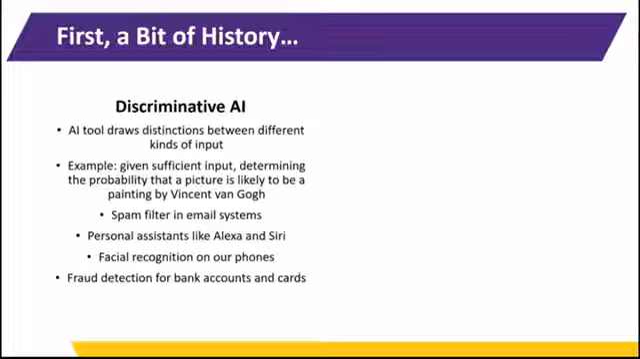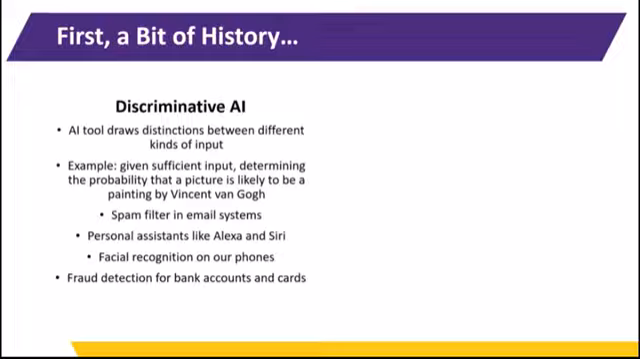To do this, I would train the system by showing it lots of famous paintings by all types of different artists and telling it which ones are by Van Gogh and which ones are not. Once that system is trained, it would be able to make the distinction on its own, making it a discriminative AI tool.